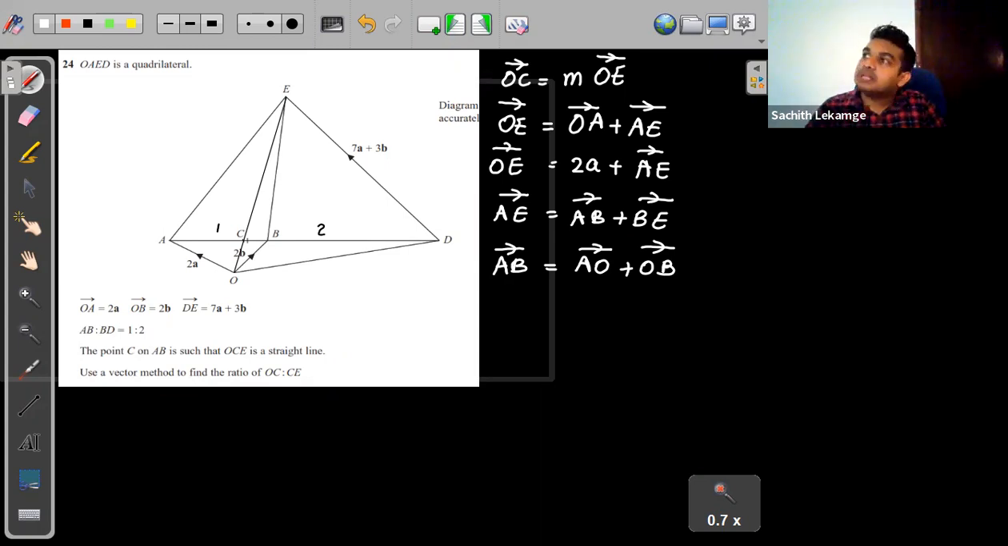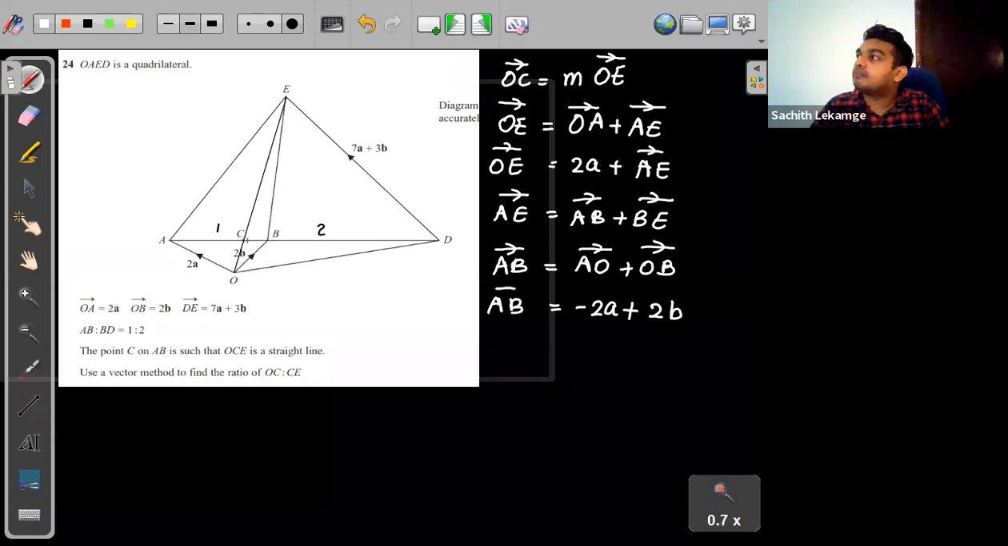Okay. AB. See, A to B, I can go A to O and O to B. Now the OA vector is given, which is 2a. O to A is 2a. A to O is then minus 2a, because I'm going in the opposite direction. Plus the OB vector is 2b. See, O to B they have given. Therefore, I can write AB equals 2b minus 2a.